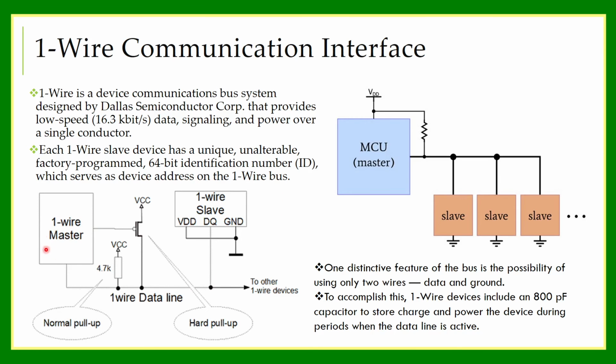On the left side you can see the master. This is most likely our microcontroller, and from the data line there is this VCC. There is a pull-up resistor connecting to the VCC, and the same data line can be connected to the VCC through a hard pull-up or through a MOSFET or a transistor. In this case, it provides the power, and this resistor is used when the device is transferring the data. Now on the other side, you can see this VDD is connected to ground.